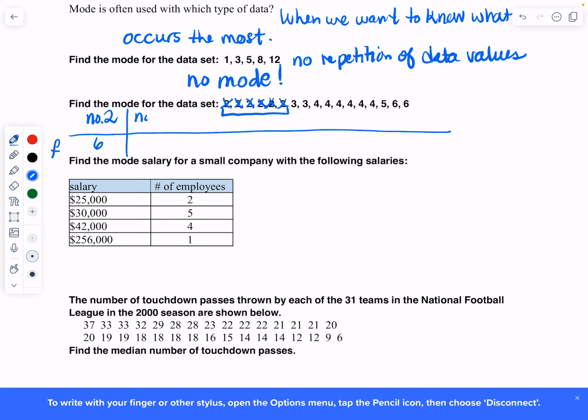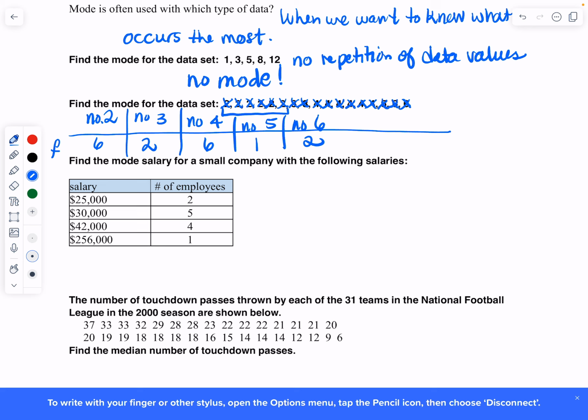The next number is the number 3. 1, 2. I have two number 3s. So number 4: 1, 2, 3, 4, 5, 6. So I have 6 of those. The number 5, I have 1 of those, and the number 6, I have 2 of them. So I'm looking for what occurs the most. When I go through there, I see that I had six 2s, and I also had six number 4s.